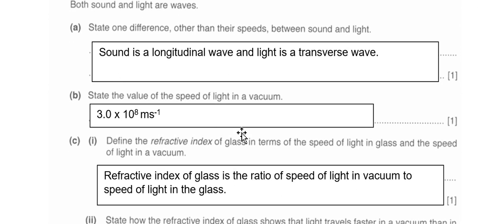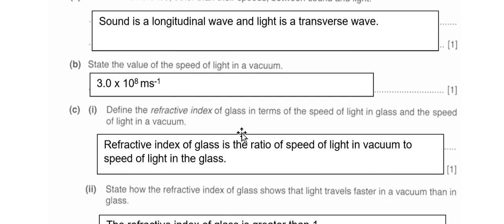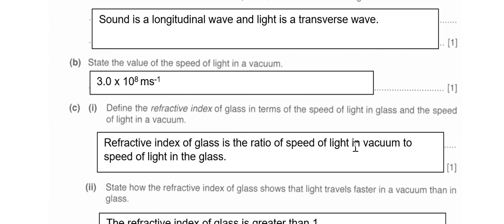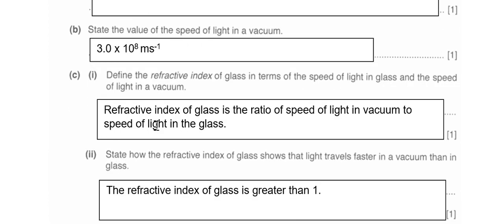Define the refractive index of glass in terms of speed of light in glass and speed of light in vacuum. It's just the ratio of the speed of light in a vacuum to the speed of light in glass. You're supposed to memorize this. They're so nice that they give you this line. So this is a very easy question.